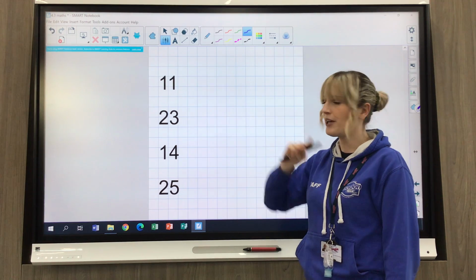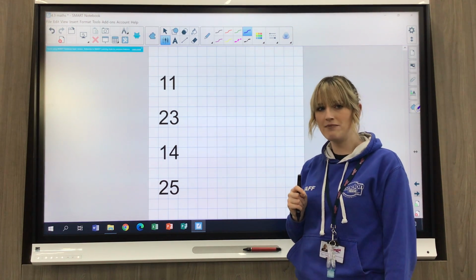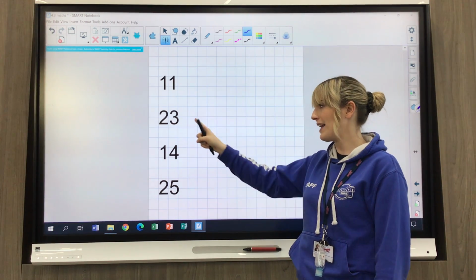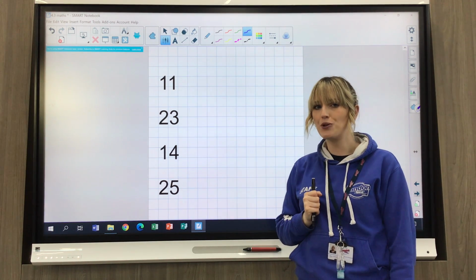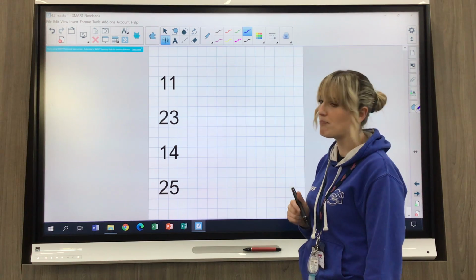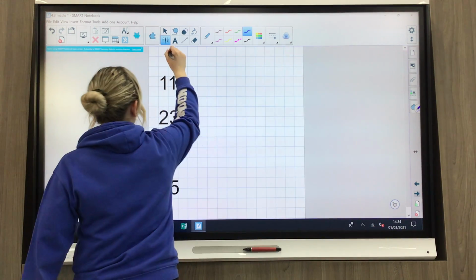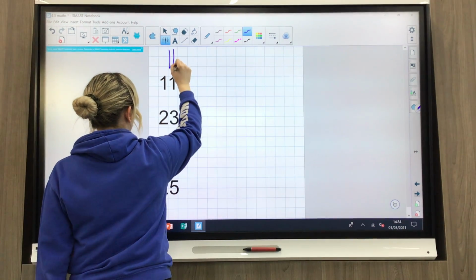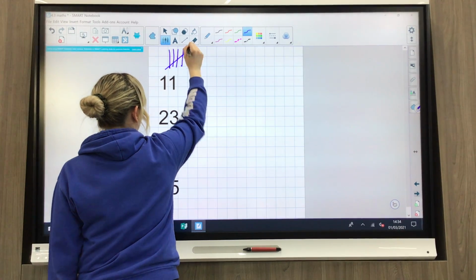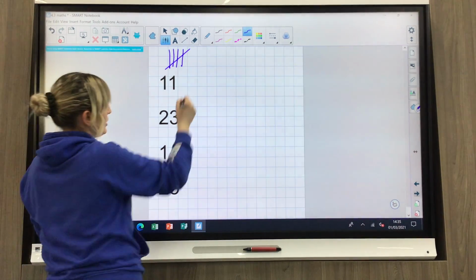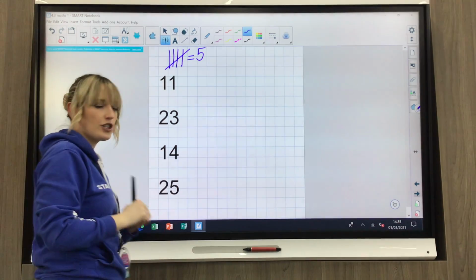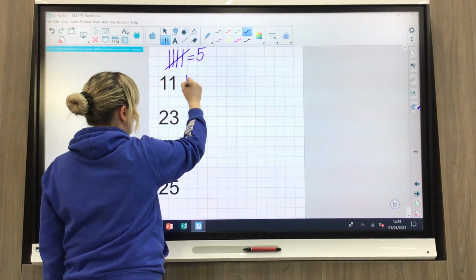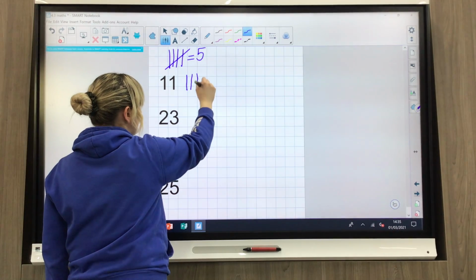So I'm going to represent 11 in tally marks, and then I'd like you to represent these numbers on your whiteboard or in your purple book. So remember, I'm going to put it at the top. That 1, 2, 3, 4, 5 is shown like that. It looks like a gate. So that equals 5. Okay, to show 11 then I'll go 1, 2, 3, 4, 5.